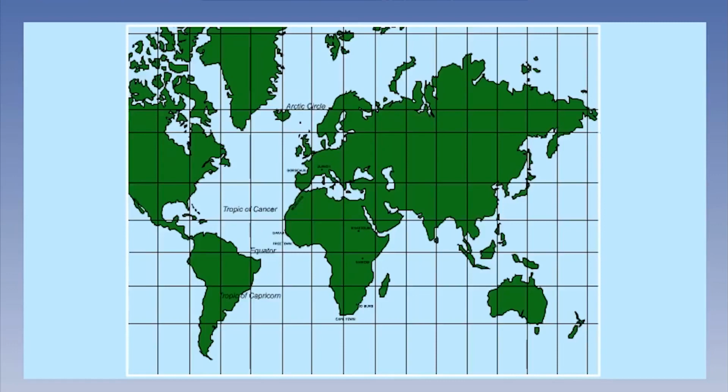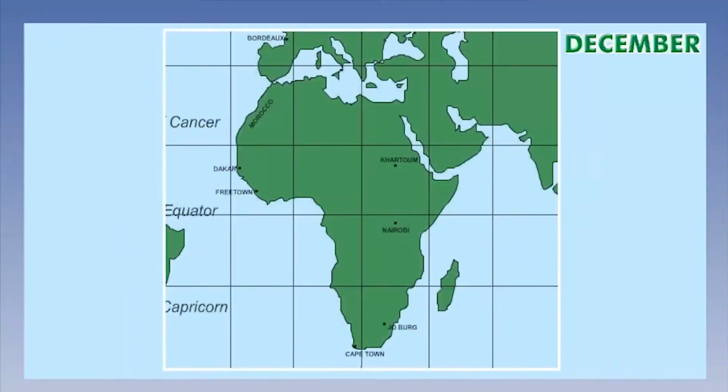The first of the areas to be discussed is Africa during the month of December. This is the summer season in the southern hemisphere and the winter season in the northern hemisphere. The first major significant weather feature to examine is the ITCZ. We should expect the ITCZ to be well into the southern hemisphere, on average at about 23.5 degrees south.